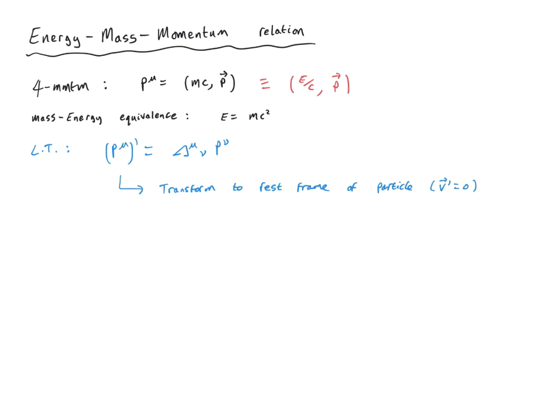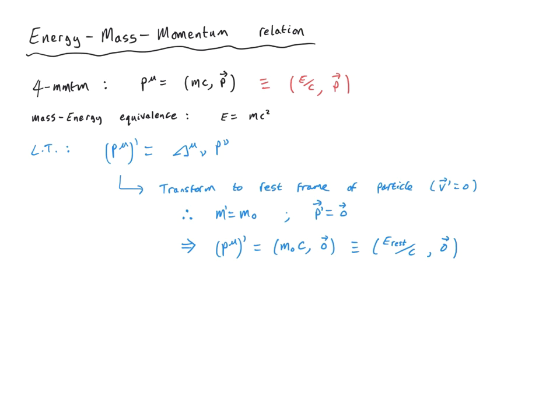In particular, we can transform to the rest frame of a particle in which the velocity v primed is equal to 0. This implies that the relativistic mass m is actually the rest mass, because we're in the rest frame, and also the relativistic 3 momentum p vector here is equal to 0, because our velocity is equal to 0. In the rest frame, therefore, we can write the relativistic 4 momentum p mu primed as m0 c in the time-like component and 0 in the space-like components.